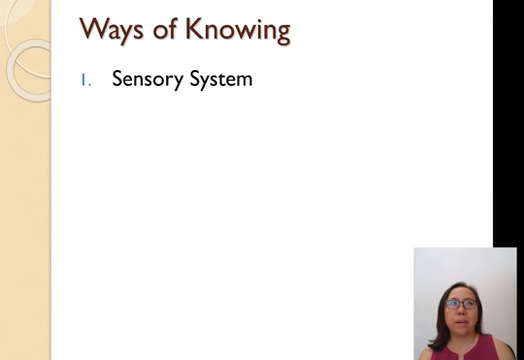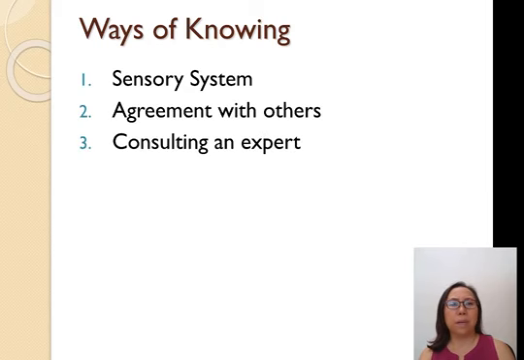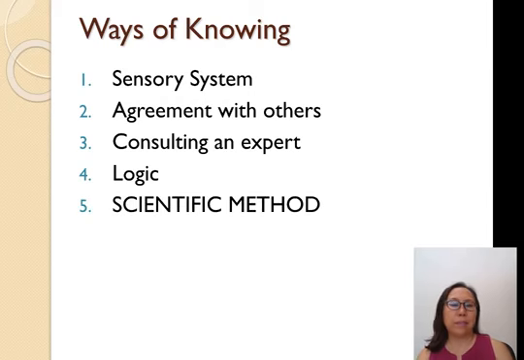So let's think. There are 5 different ways of knowing something: sensory system, agreement with others, consulting an expert, logic, and scientific method. And you notice that scientific method is in caps, and that's where we want to spend most time talking about, leading into why we want to look at data and talk about data analysis.